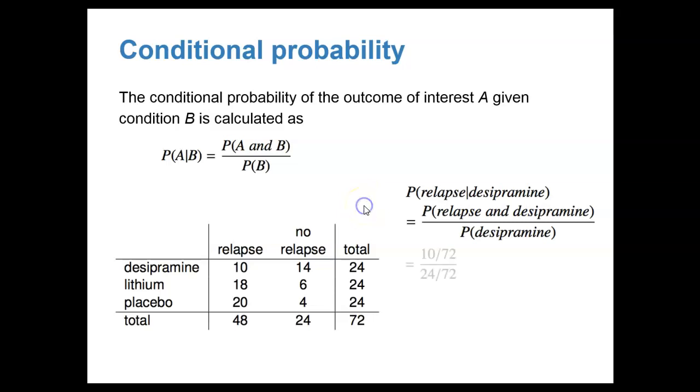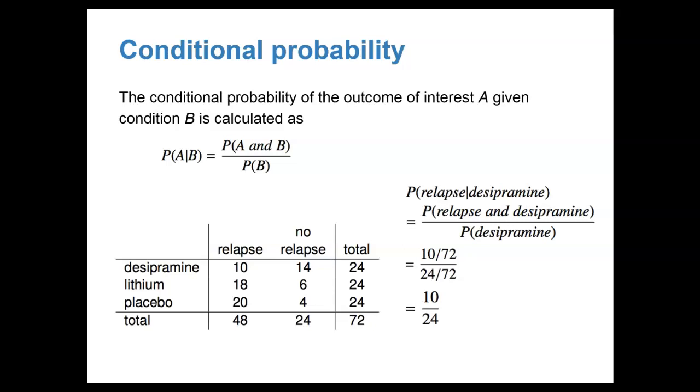Now from the previous 2 slides, we know that the joint probability for a patient relapsing and using disipramine as their treatment was 10 out of 72. And then we know the marginal probability for a patient having been treated with disipramine was 24 out of 72. So the probability of a patient relapsing, given that they used disipramine, would be found as 10 out of 24.